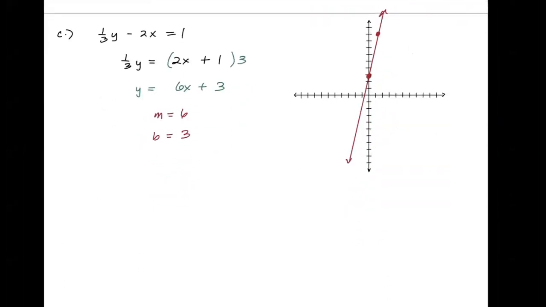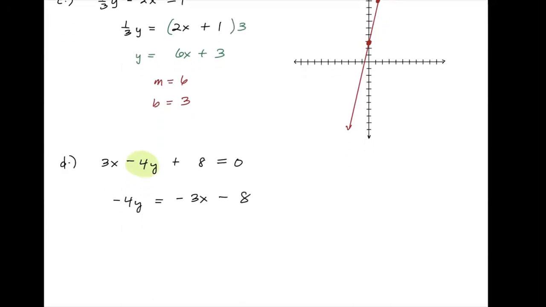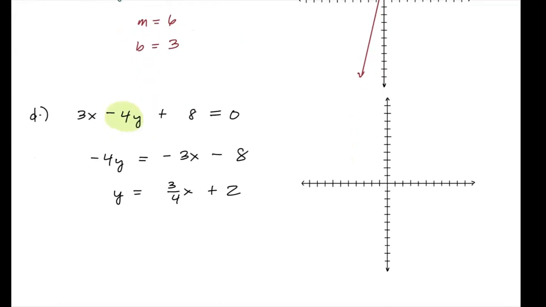For D, we're going to graph 3x minus 4y plus 8 is equal to 0. So we want to get the y by itself, so I'm going to move the 3x and the 8 to the other side. So negative 4y is equal to negative 3x minus 8. Dividing everything by negative 4, y is equal to 3/4 x plus 2. Okay, so this y-intercept here is 2, and our slope is 3/4.